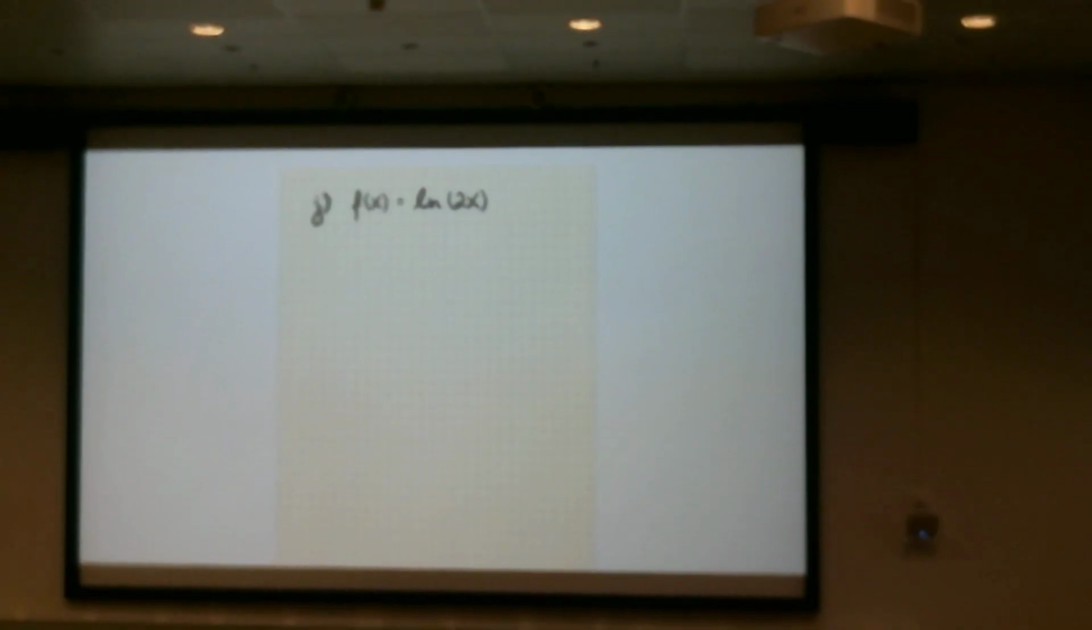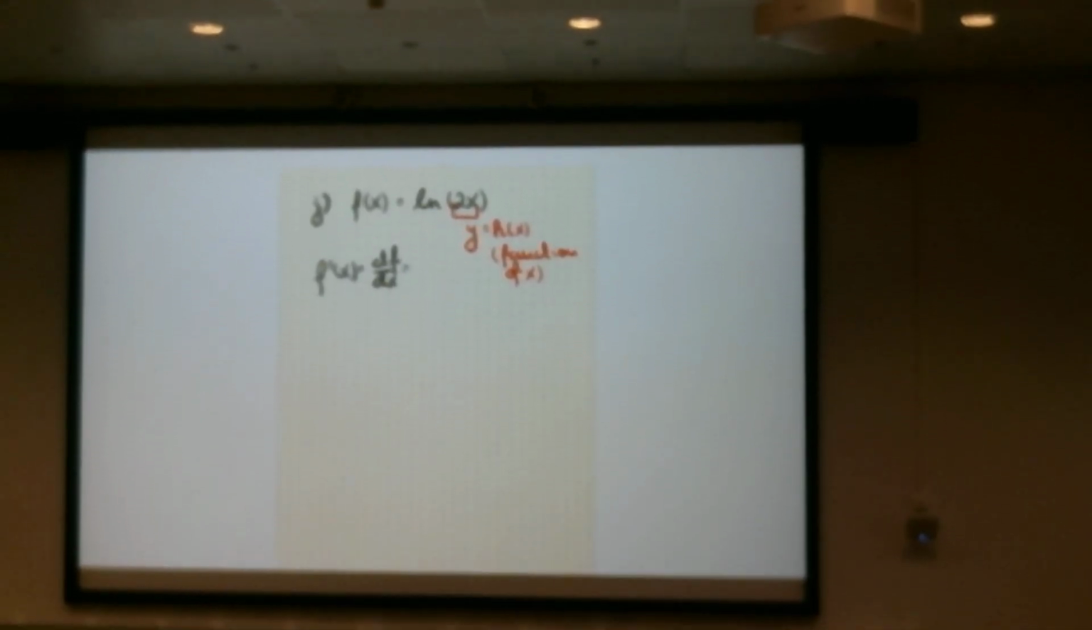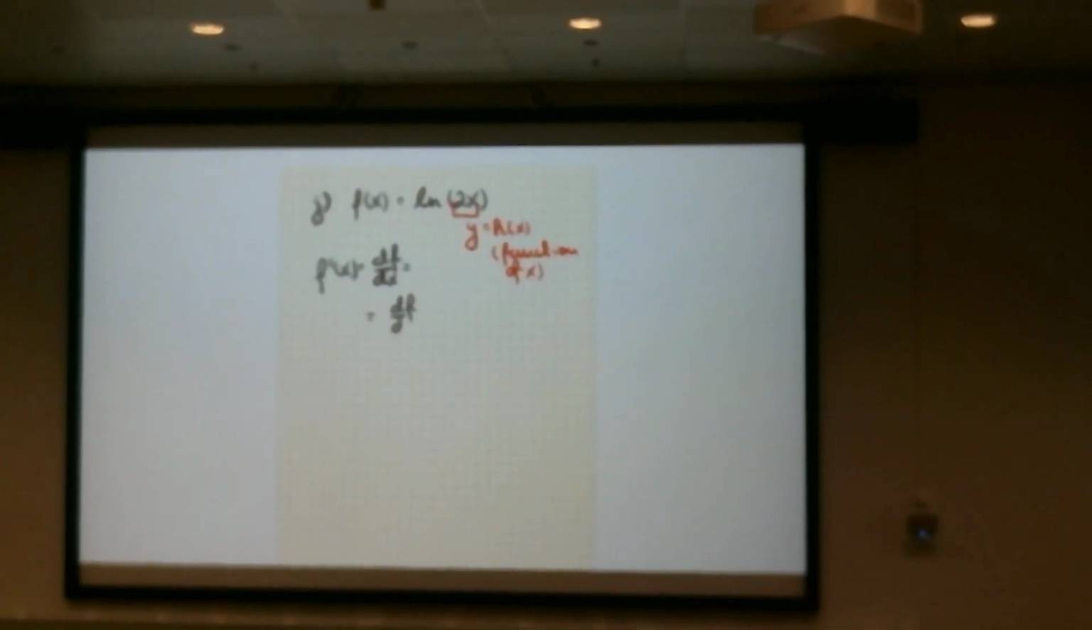So maybe it's not clear. Again, we can use the same notion. We can call this y, and we bear in mind that after all, it's h of x, so it's a function of x. Then the derivative of this, which is df dx, is going to be given by df dy, but then we're going to multiply by dy dx.